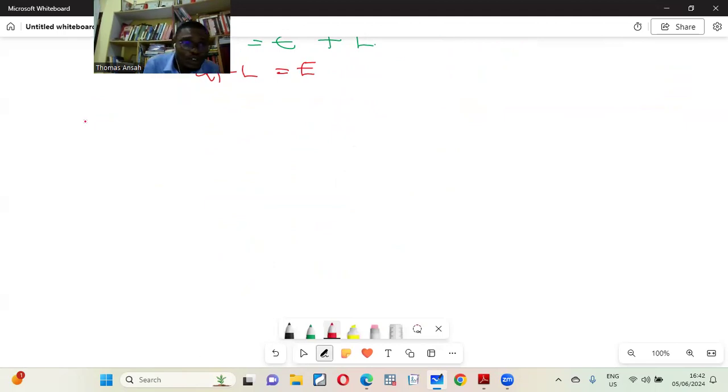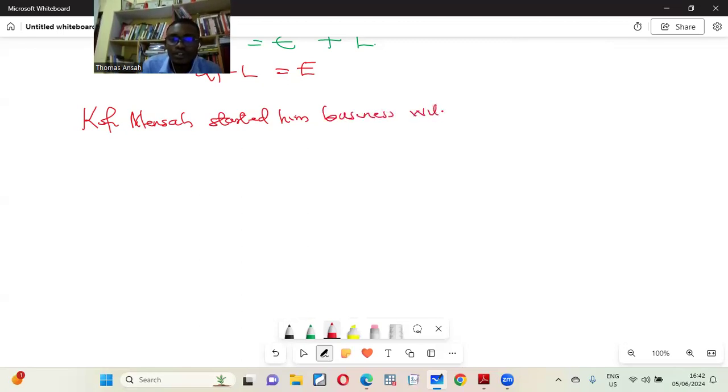What do we do? Let's say Kofi Mensah started his own business with cash of 10,000 Ghana cedis. This is a transaction. It involves money. So how will we record this? So we need to know how to record this.